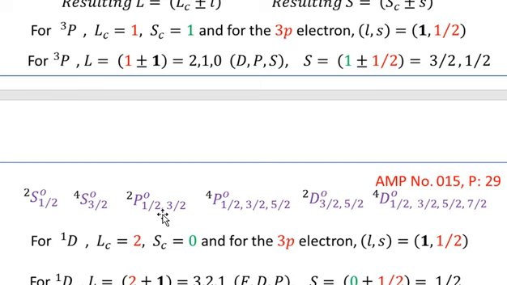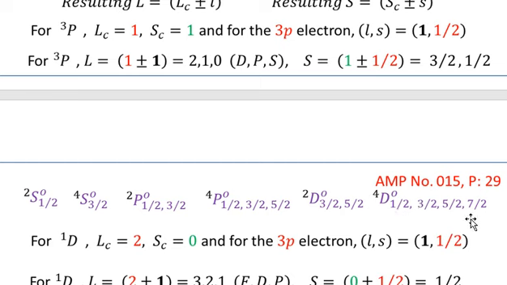And I have also explained how these will be obtained. So let me, for a quick demonstration, explain, for example, this 4D°1. The O at the top as a superscript stands for the terms having odd parity. That's why I have written O as a superscript with each of these terms.